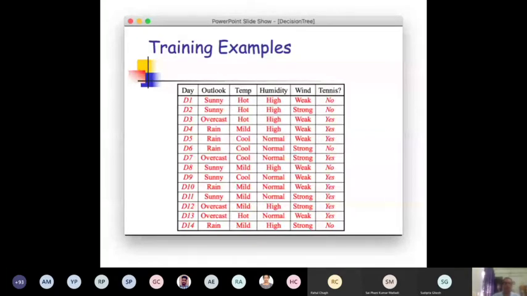This is the training example set that was given, and again I am showing you this set of examples. As you can see, you have 14 instances, training examples, and there are 4 attributes: outlook, temp, humidity, wind, and you have 2 classes, whether you are going to play tennis or not, and the answer could be either yes or no. So that means there are 2 labels.